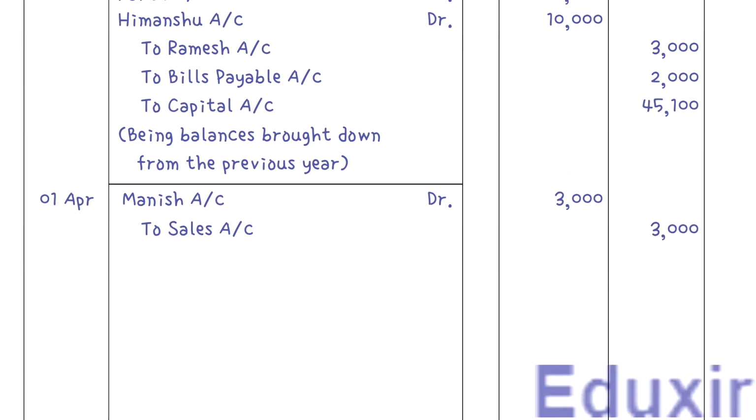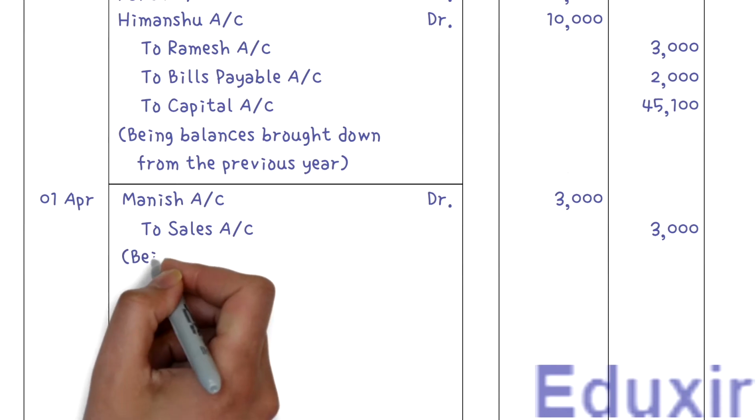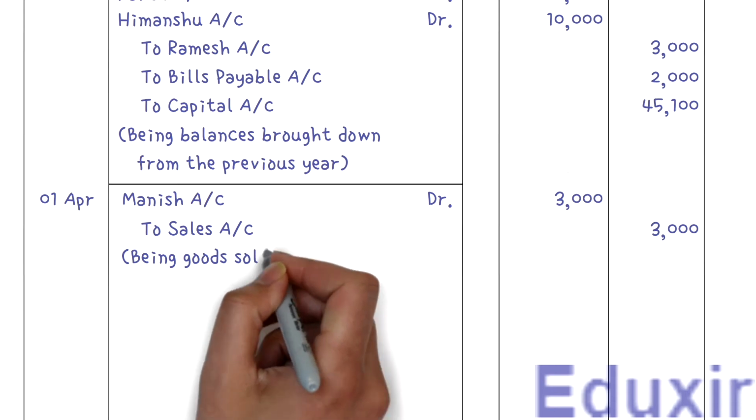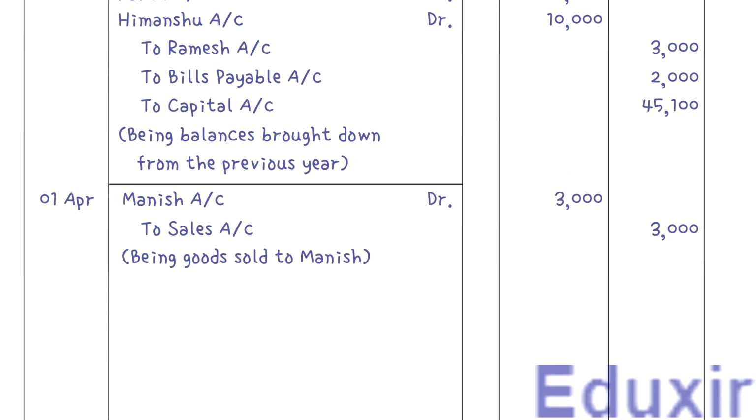Let us now record the narration or description of this transaction, that is, being goods sold to Manish. Let us now draw a line to mark the completion of journalizing of this transaction. With that, we have completed the journalizing of this transaction. Let us now take up the next transaction.